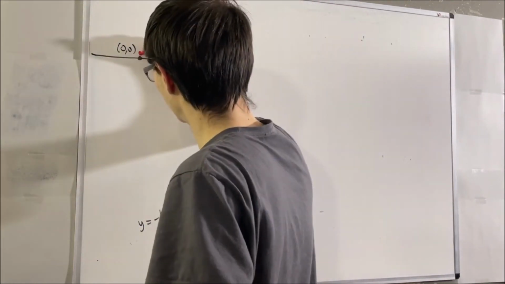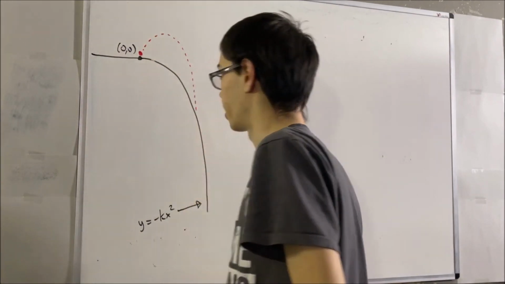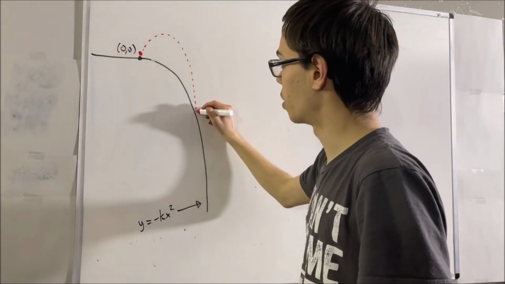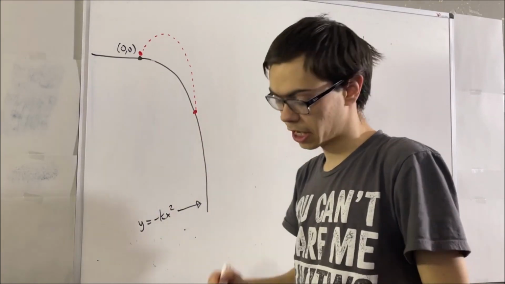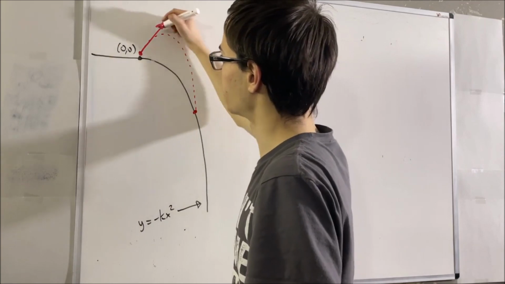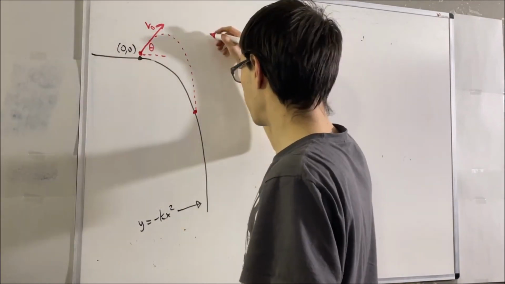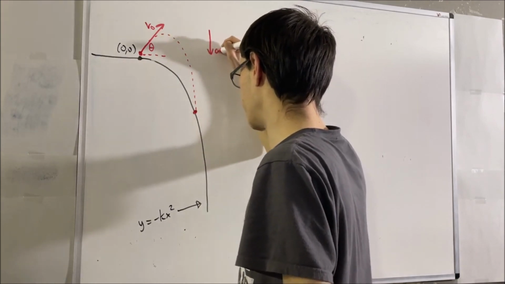origin. If we kick the ball into the air, let's say it follows some trajectory like that. And we're going to suppose that the ball intersects the ground at that location. We'll suppose that we kick the ball with some initial velocity v0 at some launch angle theta. We'll suppose that we have some acceleration due to gravity g.